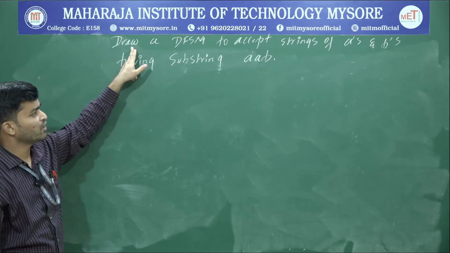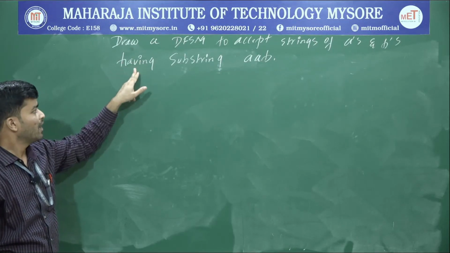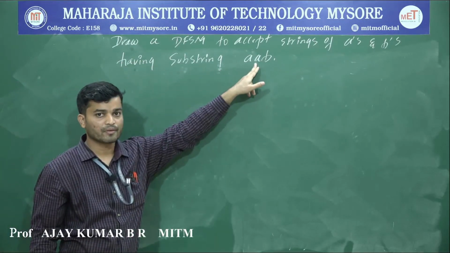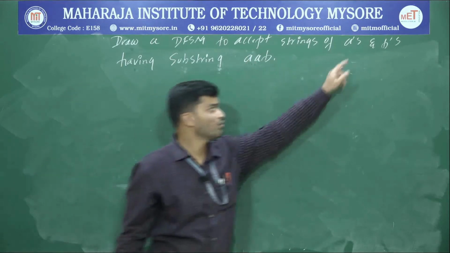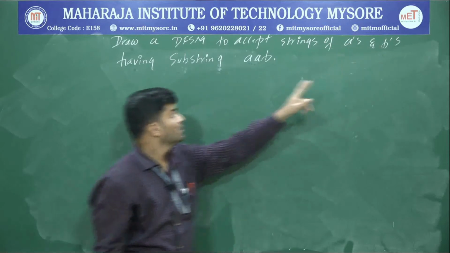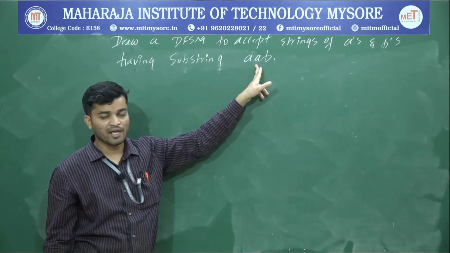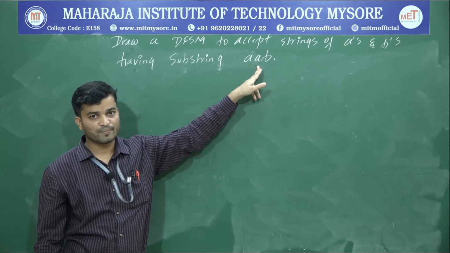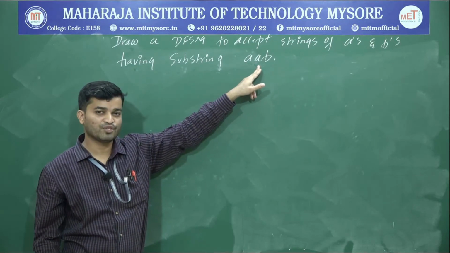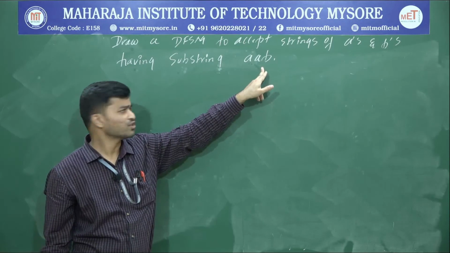That is to draw a DFSM to accept strings of A's and B's having substring A, B. You can form any number of strings using A as well as B, but there should be the substring A, B. I think you know substring means it can be anywhere within the string. It may be in the first position, in the middle, or in the last position.